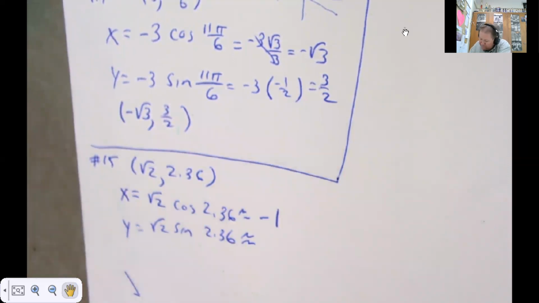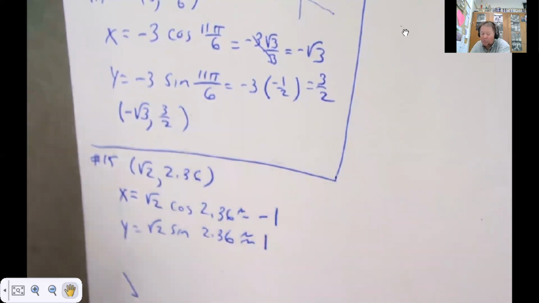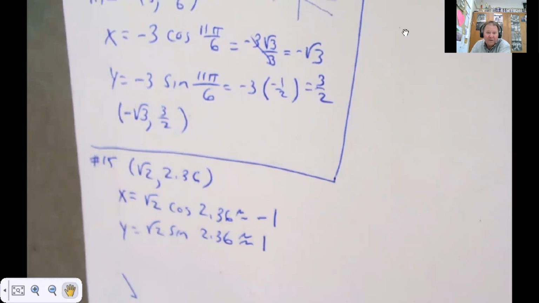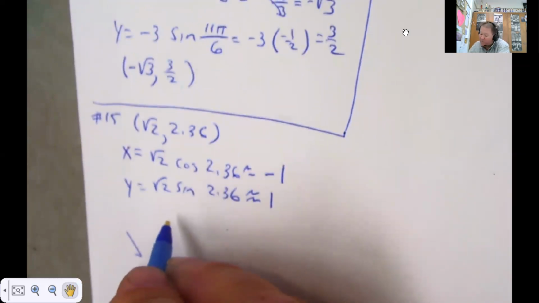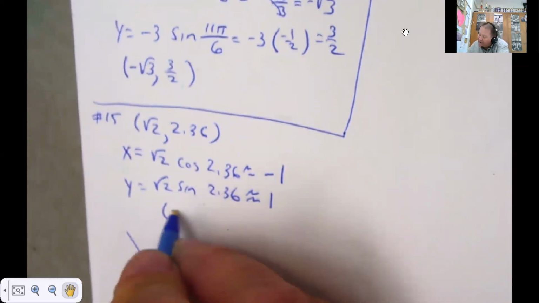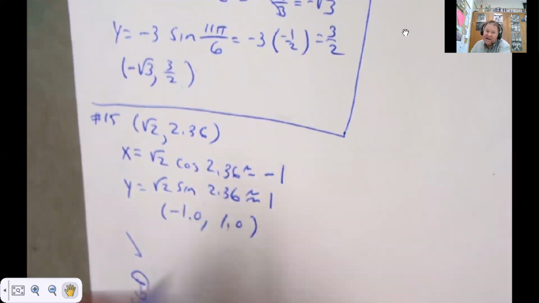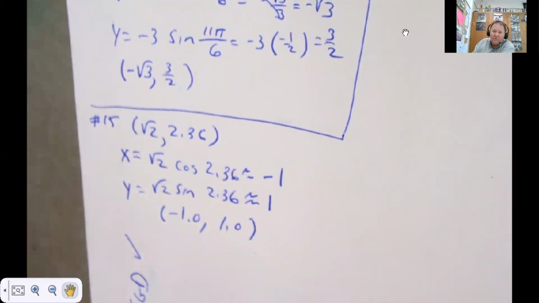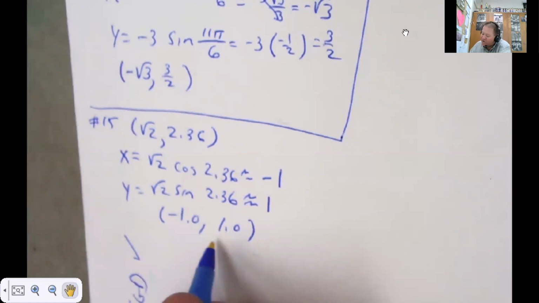Square root of 2 times the sine of 2.36 radians, and that's damn close to +1. It's 0.996. So if we're going to 1 decimal point, I would put the 1 decimal point in. I would write -1.0, comma, 1.0, because it wasn't exactly -1 and +1, right? This one is 0.996, pretty close to 1.0.